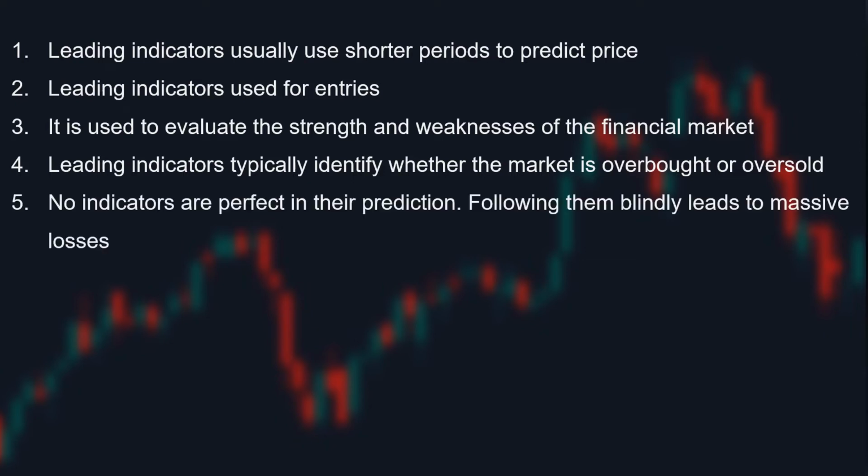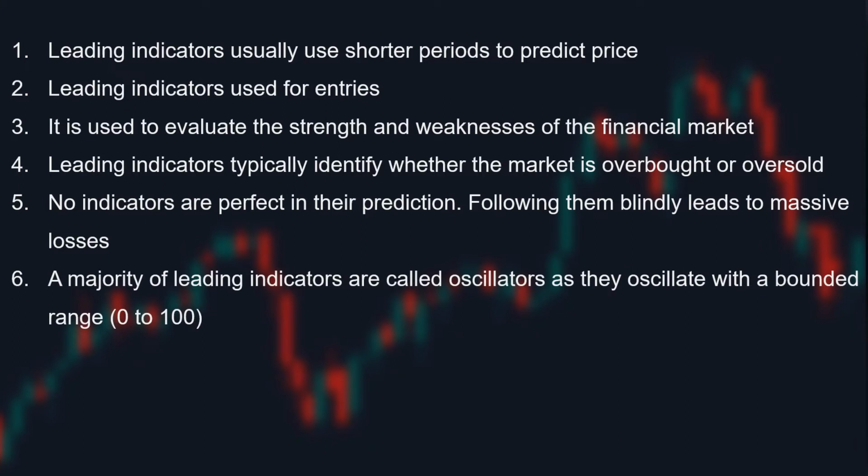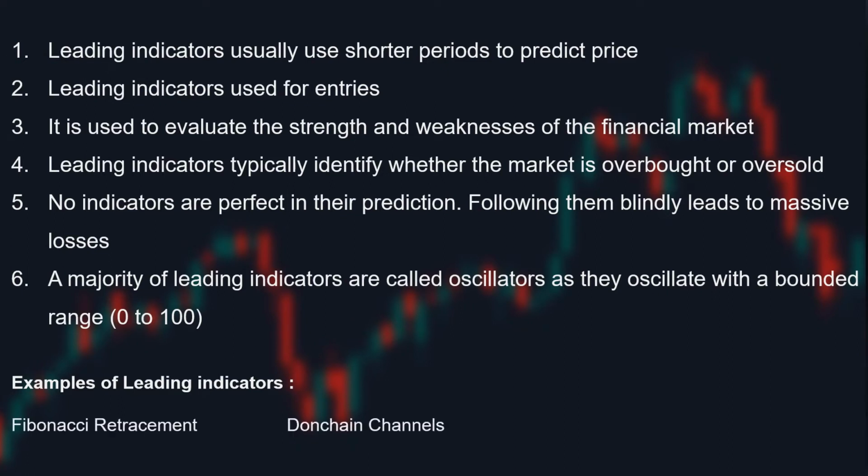No indicators are perfect in their prediction. Following them blindly leads to massive losses, which is why experienced traders frequently mix leading indicators with other types of technical analysis. A majority of leading indicators are called oscillators as they oscillate within a bounded range, 0 to 100. Examples of leading indicators: Fibonacci retracement, Donchian channels, support and resistance levels, client sentiment, Williams %R.